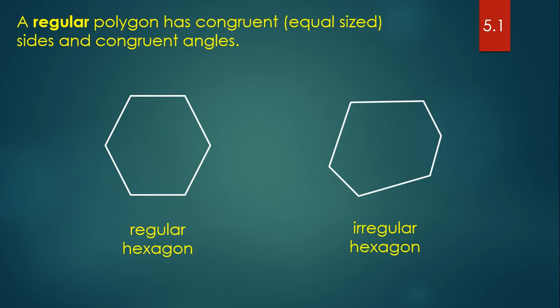Compare that to this one. It's also a hexagon, but the sides and the angles are not congruent, so it would be an irregular hexagon.